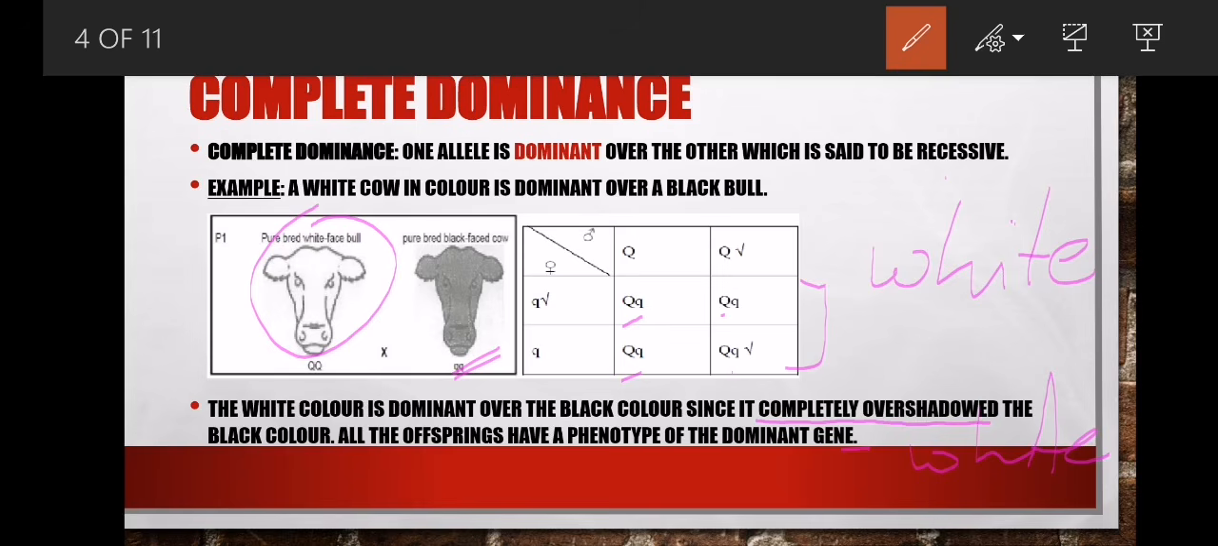White is dominant over what? Black. Why do we say white is dominant over black? It's because the offspring are white. It means white completely overshadowed what? The effect of the black color. I hope you get me. I'm saying look at the parents plus the offspring.